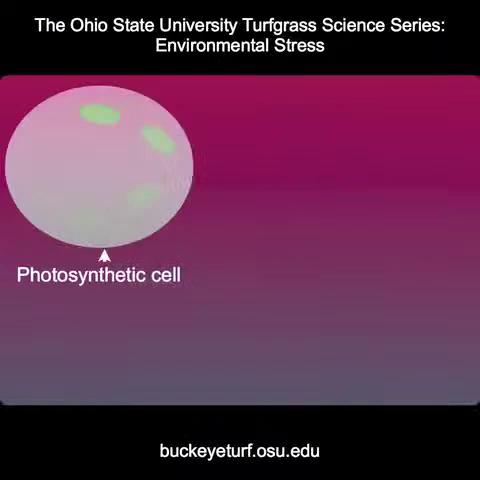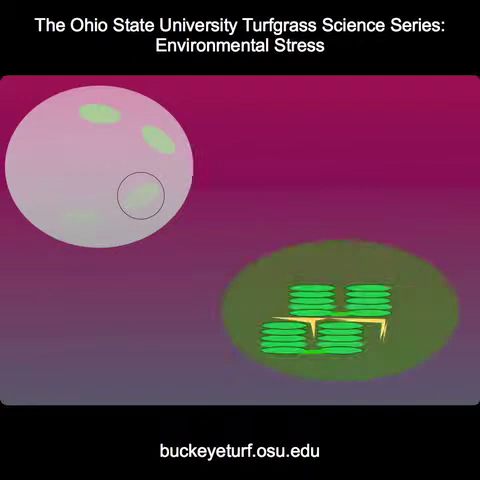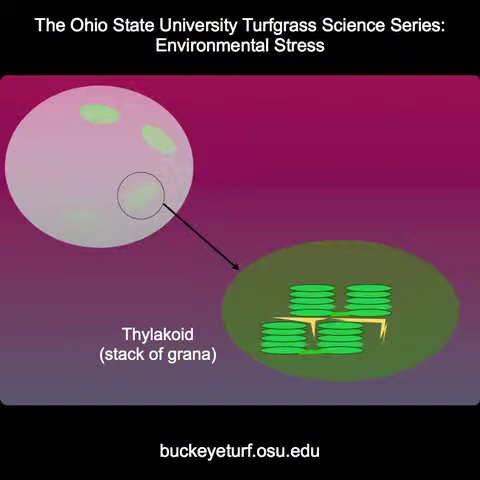Photosynthesis occurs in the chloroplast, contained within photosynthetic cells. These cells are mainly the mesophyll cells contained within the leaf. If we look closer at the chloroplast, it is composed of the thylakoid membrane that contains stacks of grana.